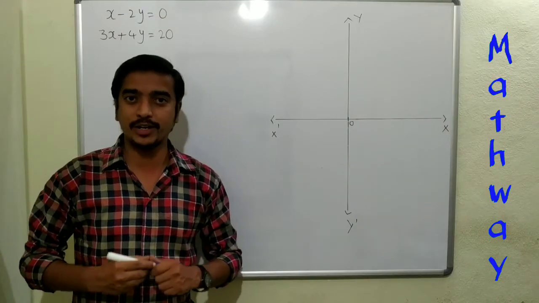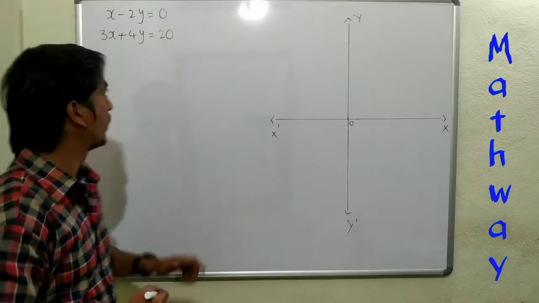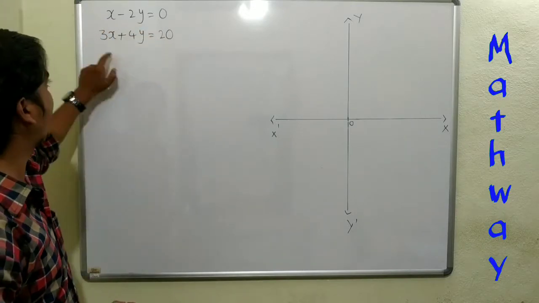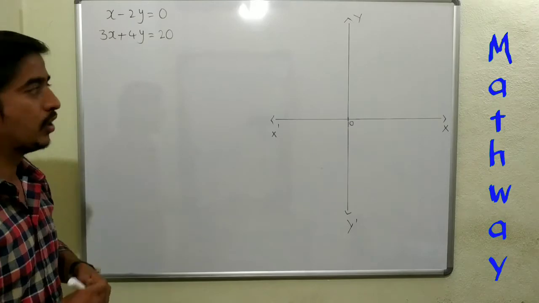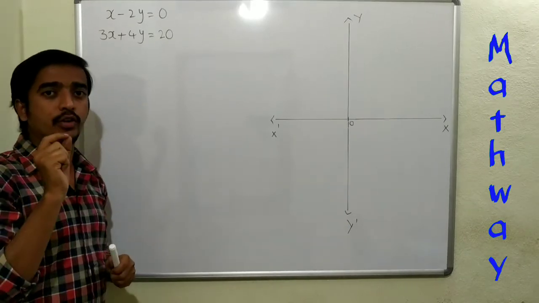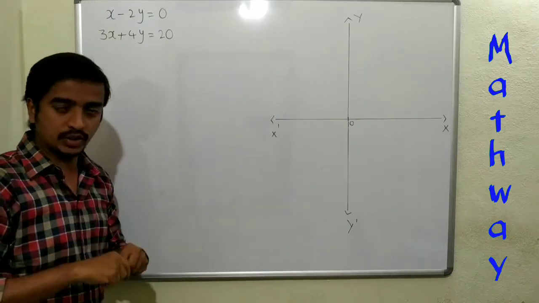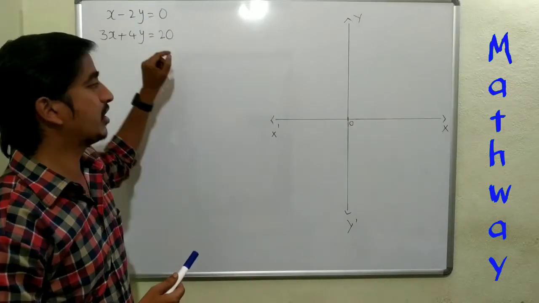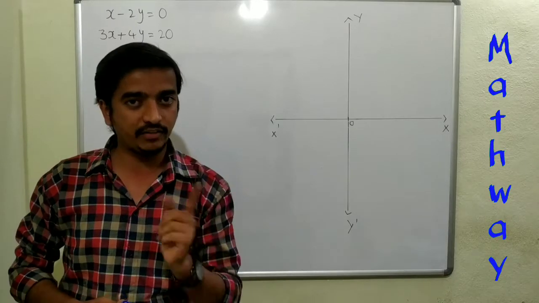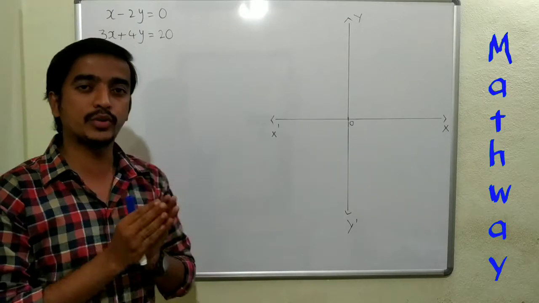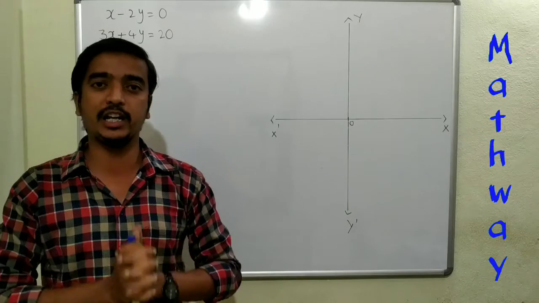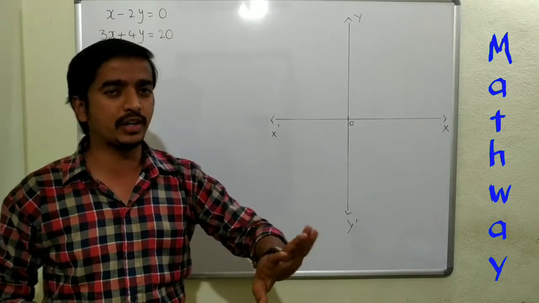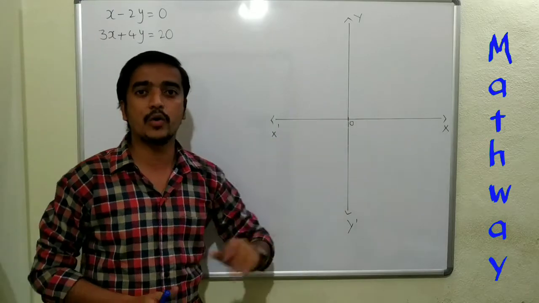Let us solve one pair of linear equations. Here the two equations are x minus 2y equals 0 and 3x plus 4y equals 0. Now we have to find the solution of these linear equations. Solution means at what x and y values these two equations will be satisfied. Those are the solution of the linear pair of equations. We can find this by different methods, substitution, elimination. So let us see how we can solve it in the graphical method.